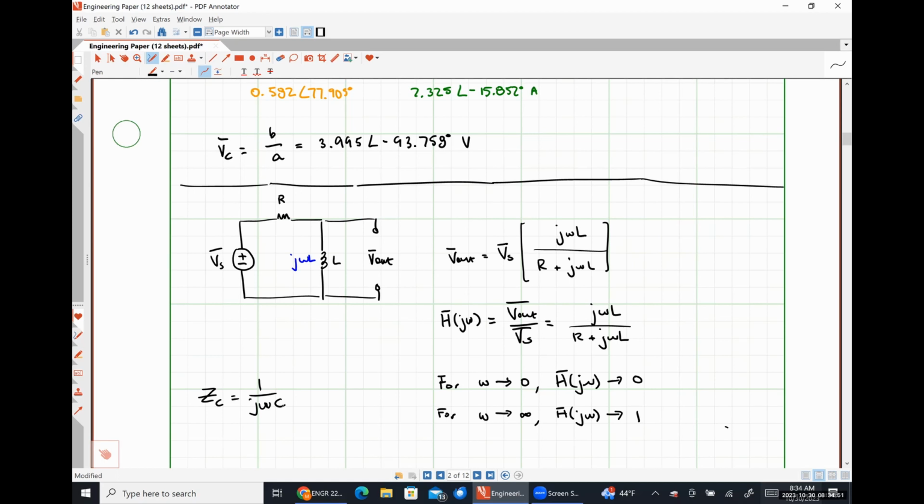So our inductor gradually goes from looking like an open circuit to looking like a short circuit, and we use that to make low pass filters because all of the low frequency components get passed. And then when we hit high frequencies, we start attenuating everything, right? Capacitor, yes.